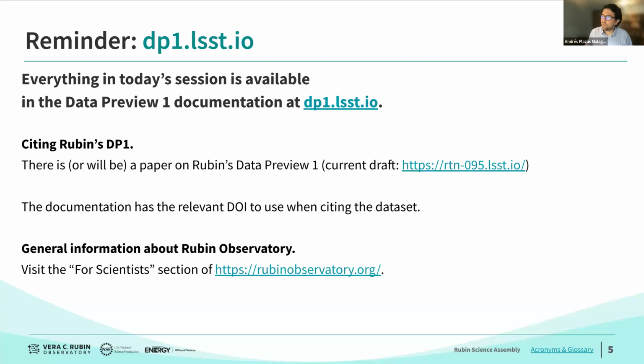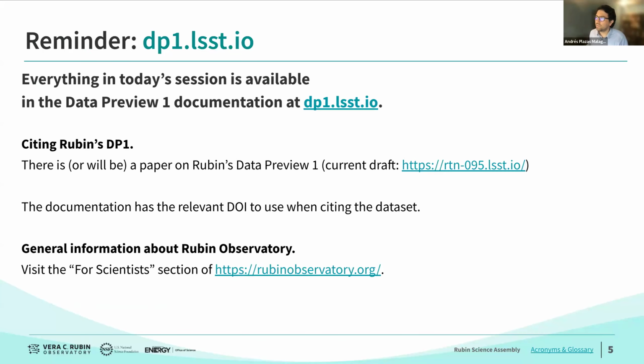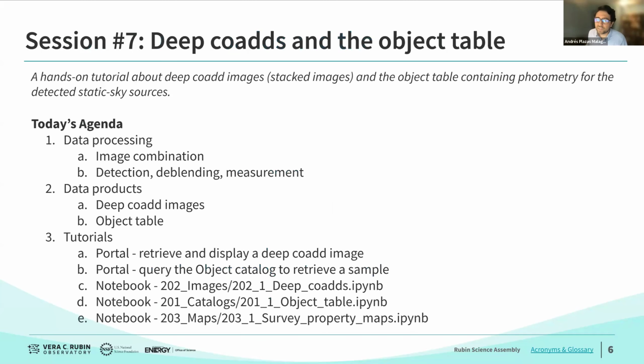In general, for the Rubin Observatory, we also have information on the Rubin Observatory website. This is another important website to keep in mind, and that's rubinobservatory.org. And in particular, please go to the For Scientists section of this website, where you're going to find all sorts of useful information and also references on how to cite the Rubin Observatory in general.